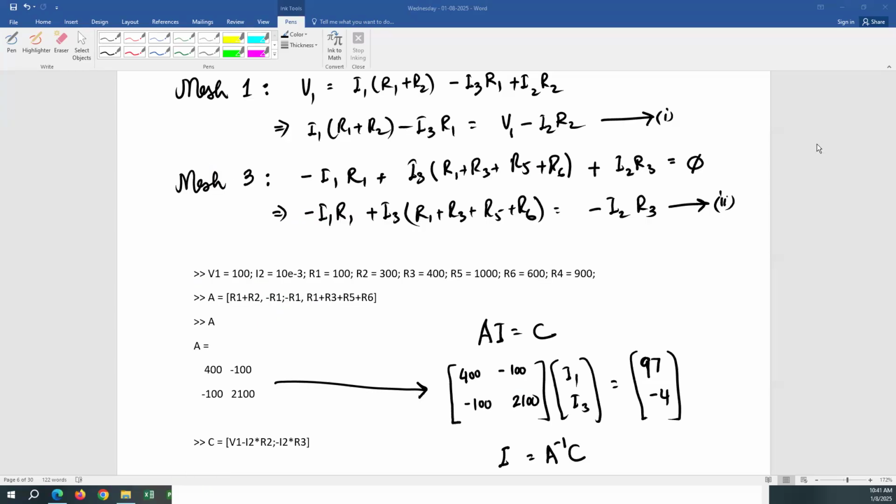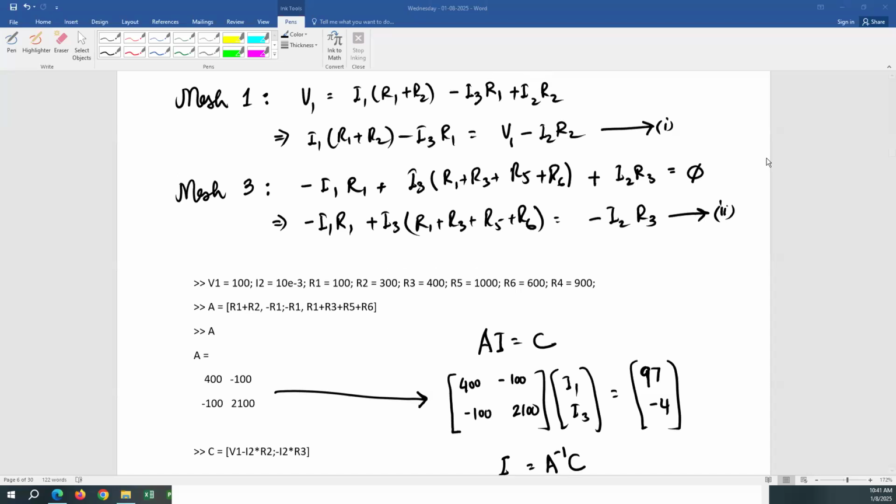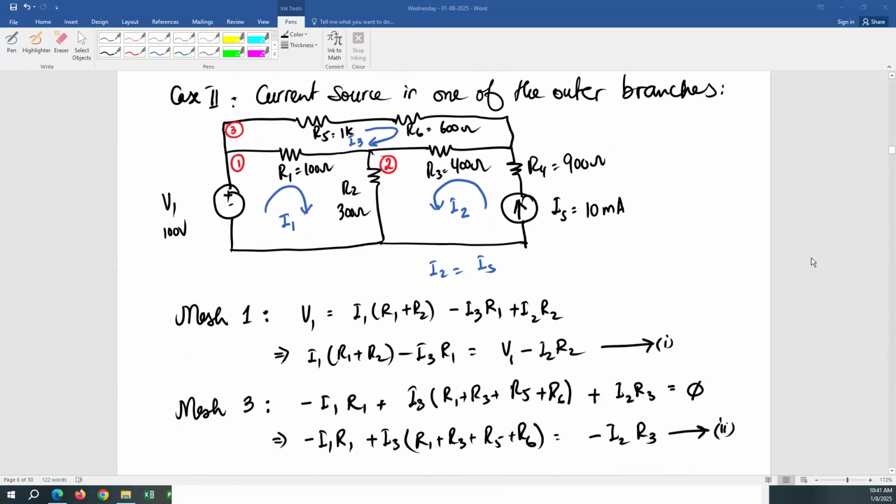All right, guys, let's start. So before we move on to the third case, let me go ahead and ask you this: if I want to calculate power from any source, let's say I want to calculate the power from the current source IS, how I'm going to do that?